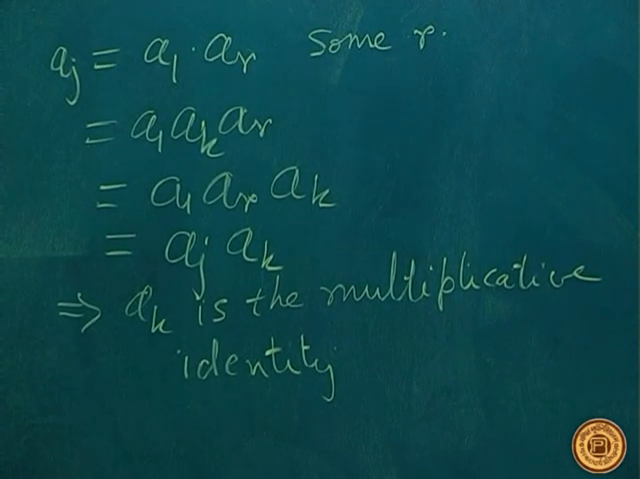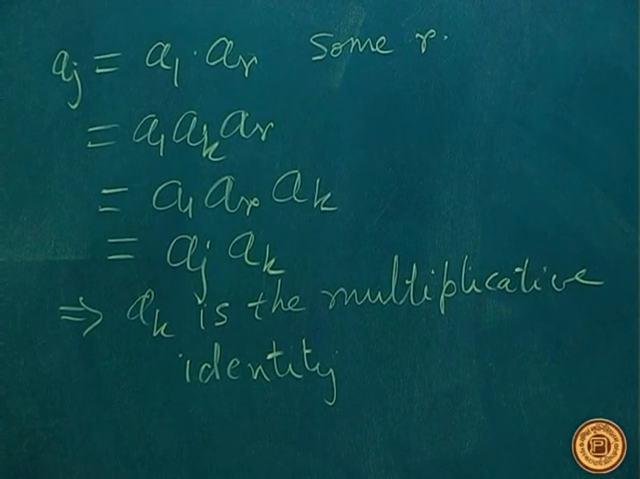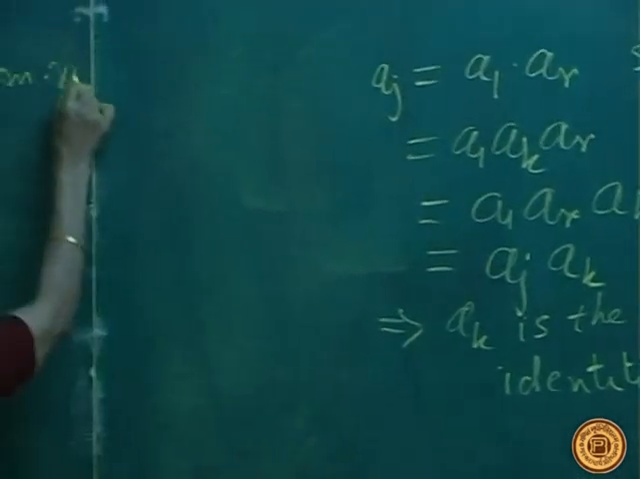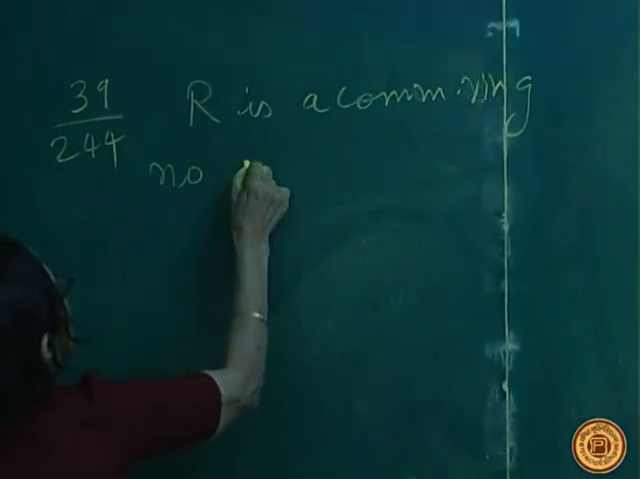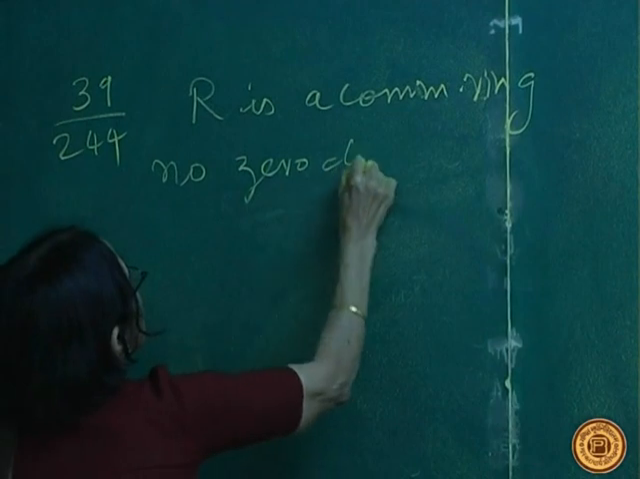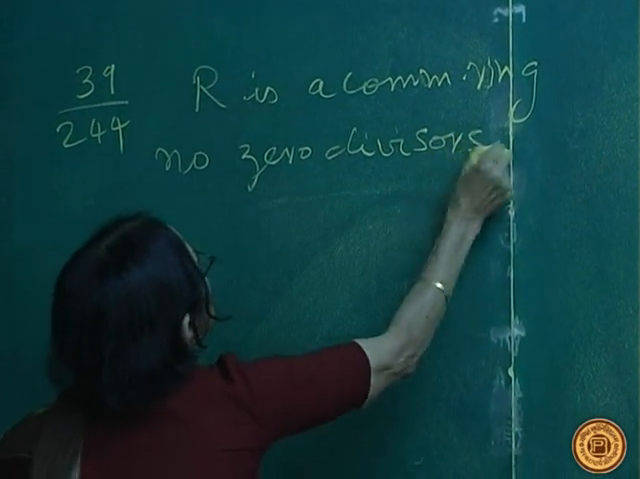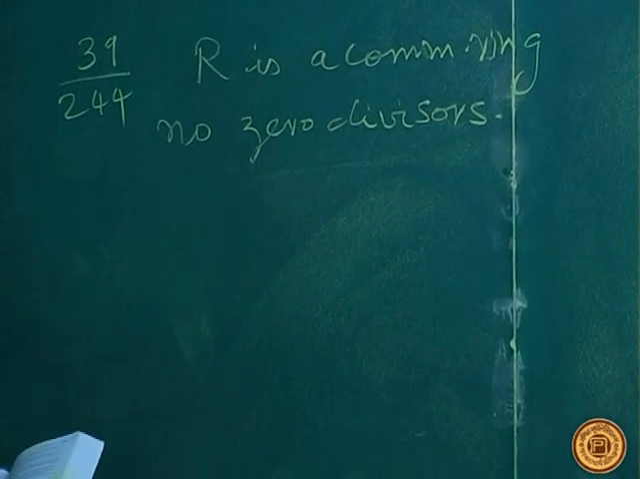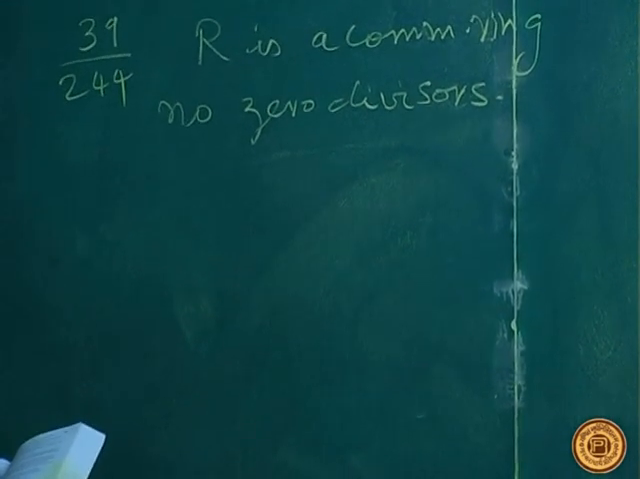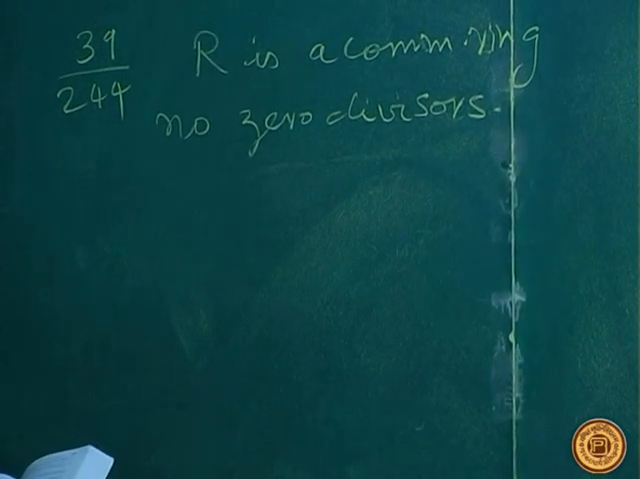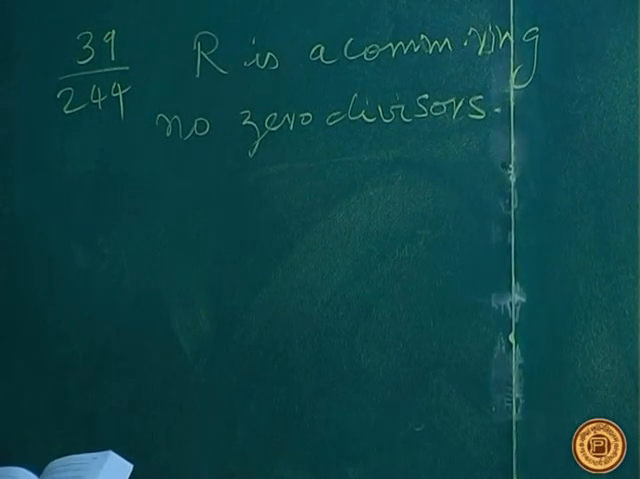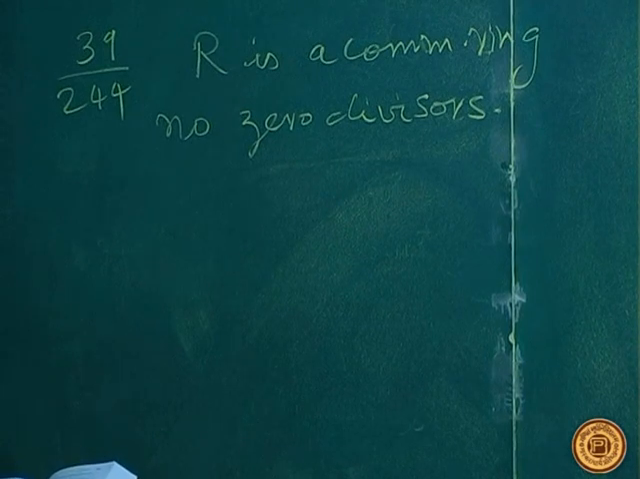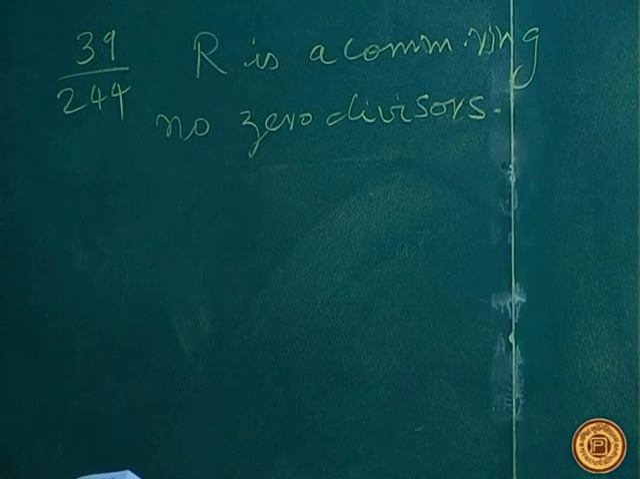What does that say now? R is a commutative ring without zero divisors. Commutative ring and no zero divisors. We are looking at 39, right? Yes. Show that all the non-zero elements have the same additive order.